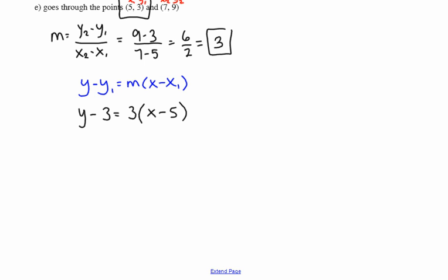Okay. So finish that off, make it y equals. Get rid of your brackets, and then you can move the minus 3 over. 3x minus 15. And then add 3. What's negative 15 plus 3? Negative 12. Okay.